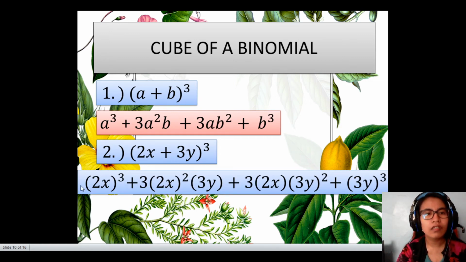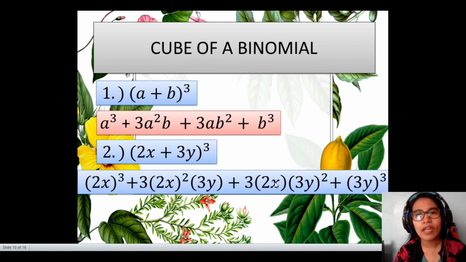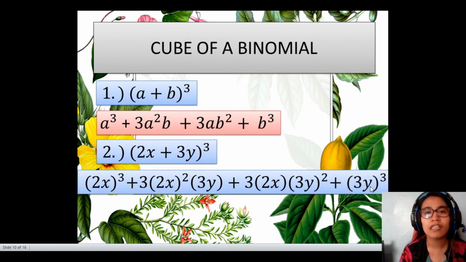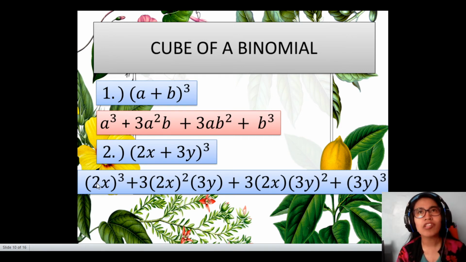(2x) cubed plus 3 in a parenthesis again times (2x) squared, parenthesis again, (3y), plus 3 times (2x) times (3y) squared, plus (3y) cubed. And don't forget the parenthesis. Parenthesis is important in our separation of those numbers. So (2x) cubed, that means 2 times 2 times 2. So that will give us 8x cubed.